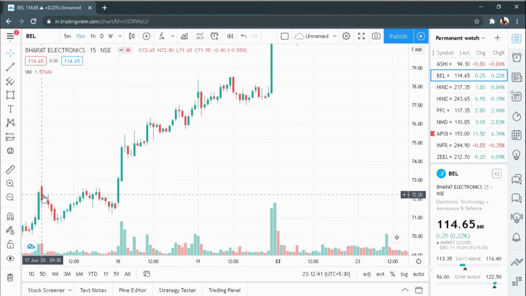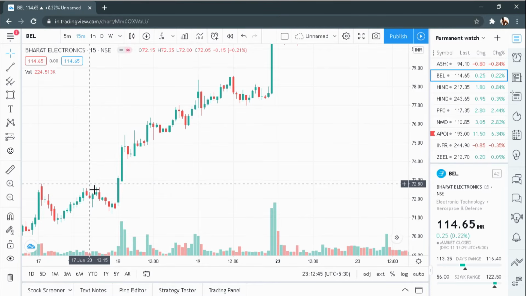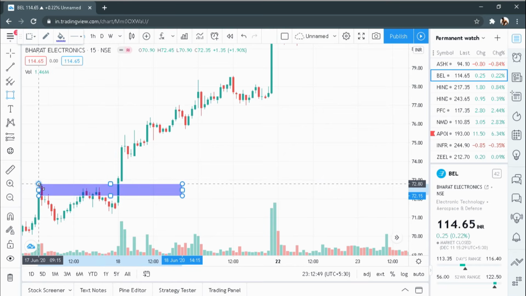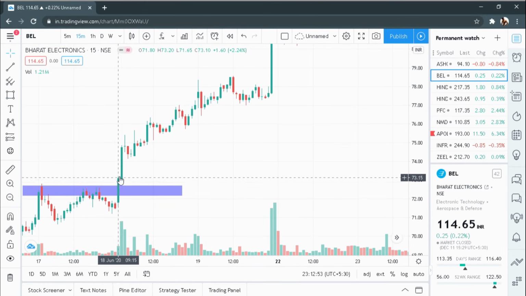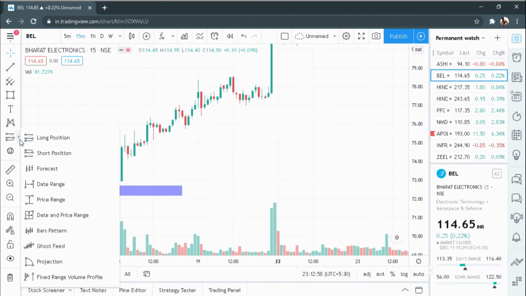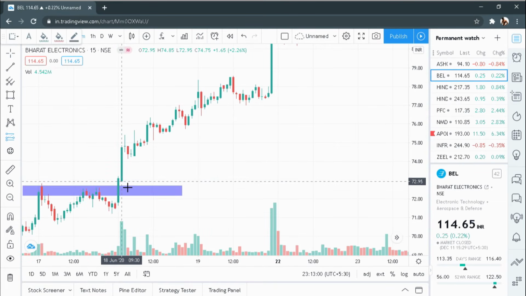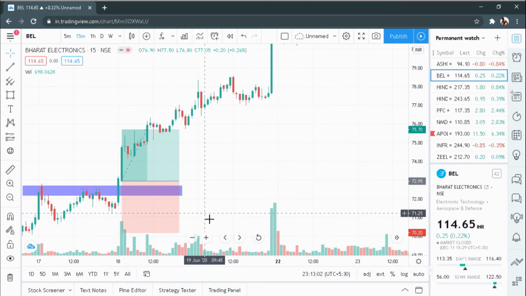So now looking at a real life example of the double bottom pattern. You can see one bottom over here and the second bottom over here. So let me just draw the neckline for you guys. So this will be the neckline for our pattern, and then the pattern was broken with this candle, so we will enter at the open of this candle. So let me just add a long position over here, which will be at 72.95.